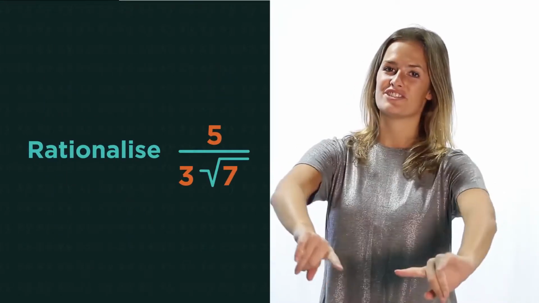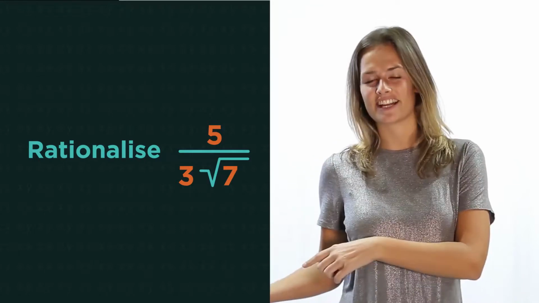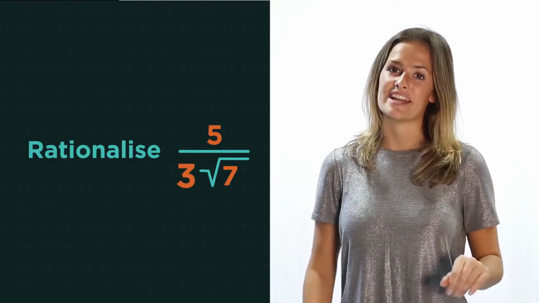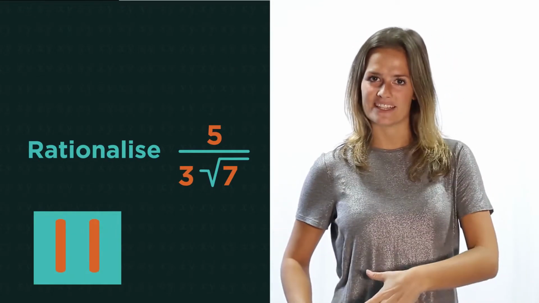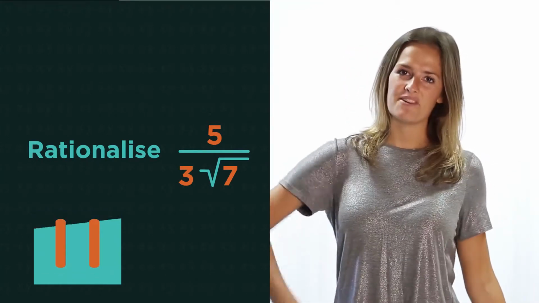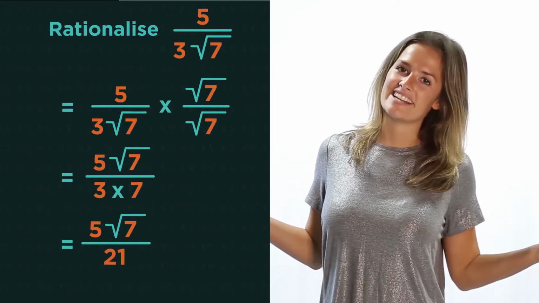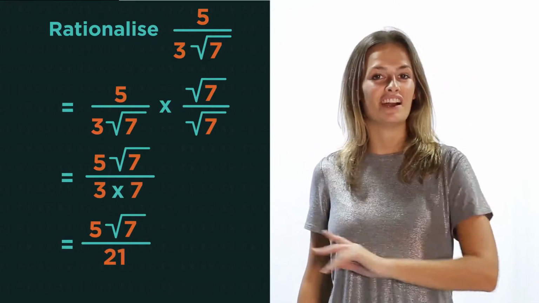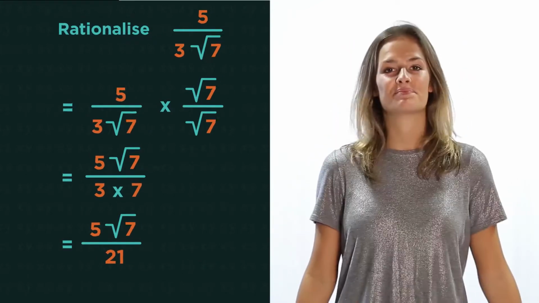So here's one for you to do. Rationalise this fraction. Don't worry about the 3, leave it where it is in the denominator. Pause the video, give the question a go, and click play when you're ready. Did you get it right? 5 root 7 over 21.